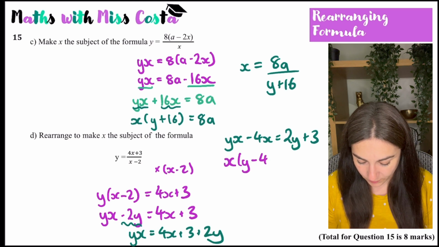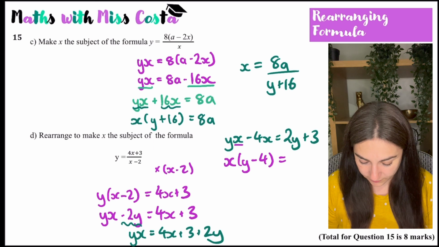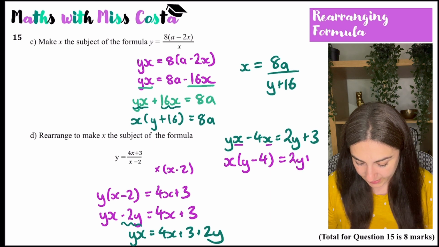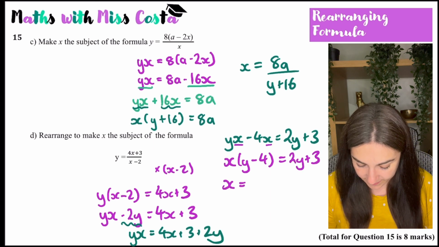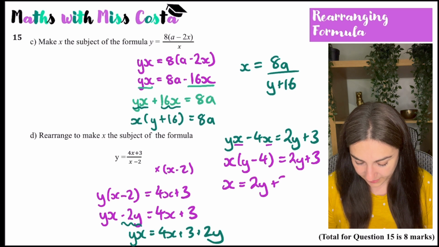So x is going to be y take 4. All I've done is I've factorised x out of it, so that is over here. And then the final step, just divide by the bracket.